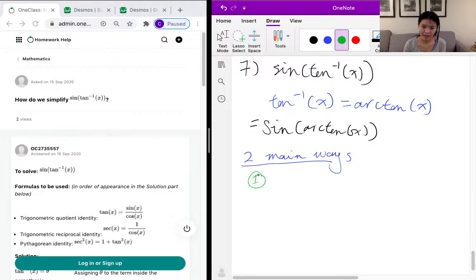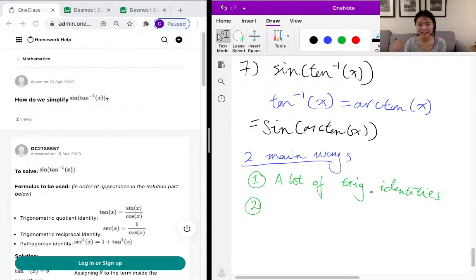The first way is to use a lot of trig identities. Which specific trig identities you're going to use will depend on the specific question. But to me, it's kind of confusing and not as intuitive as the other way of solving this problem, because you need to memorize all of the trig identities and get your head really clear about what they mean, which is just not as easy as the other way.